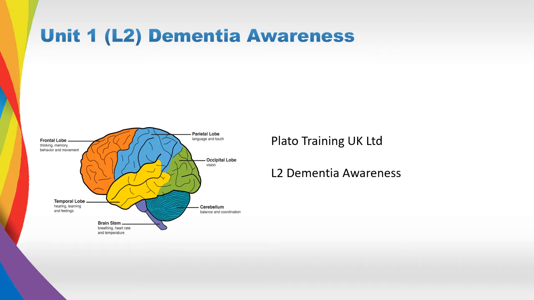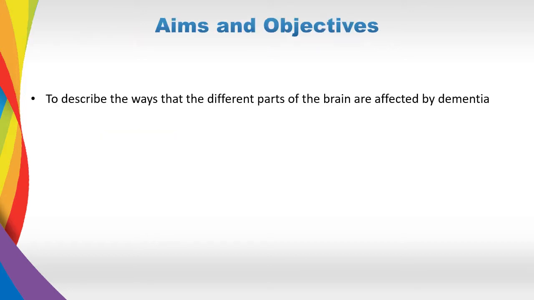Today we're going to be looking at Level 2, Dementia Awareness. We're still working through Unit 1, and as you can see from the picture here, we're going to be looking at the brain. So your aims and objectives of today's session are to describe the ways that different parts of the brain are affected by dementia.